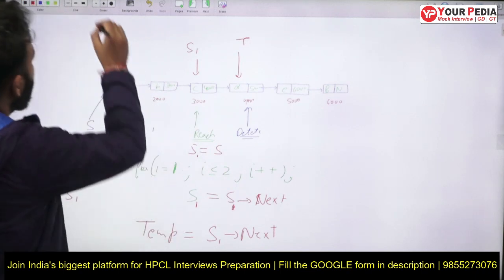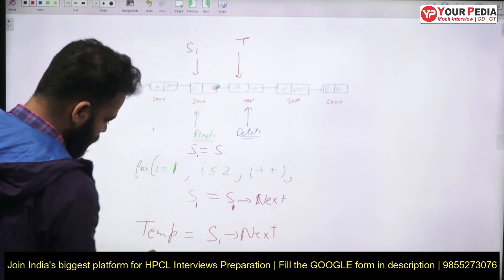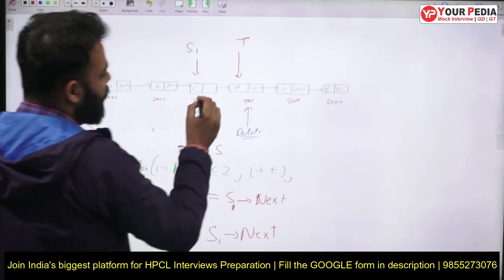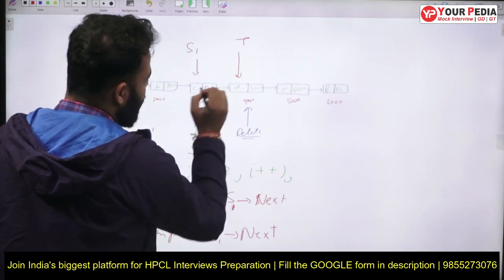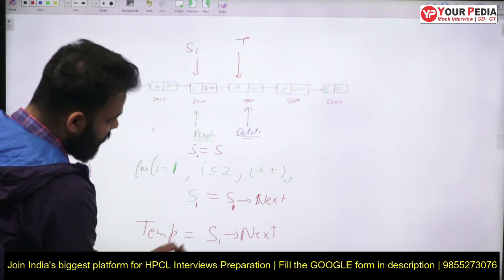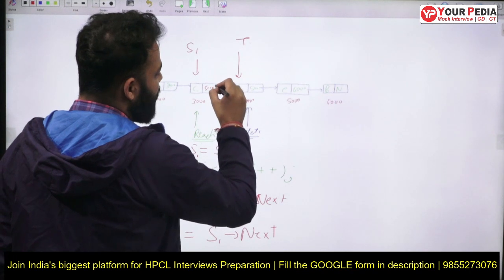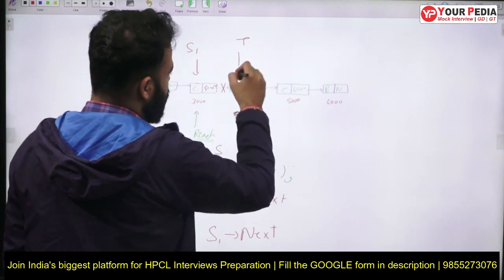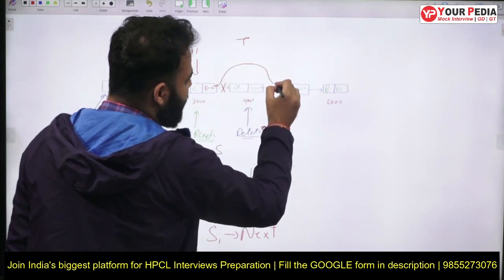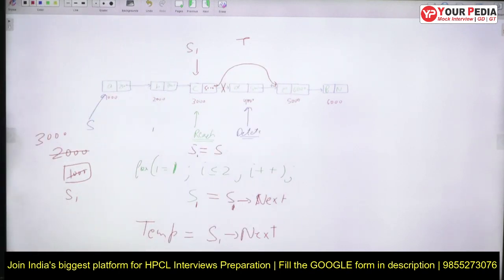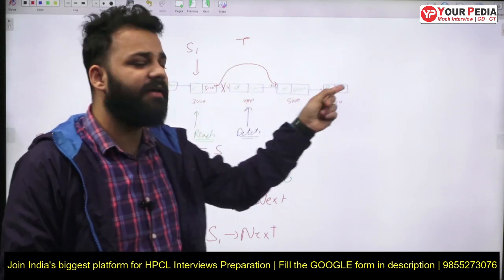So we have inserted 5000 in S1 next. When we change this, S1 next will be equal to 5000. What we are doing is crossing this link and joining this directly to the fifth node. Now this link is broken and the linked list will act like this.